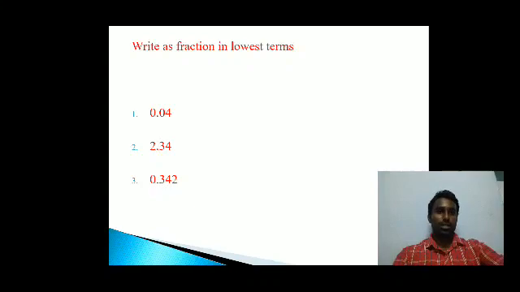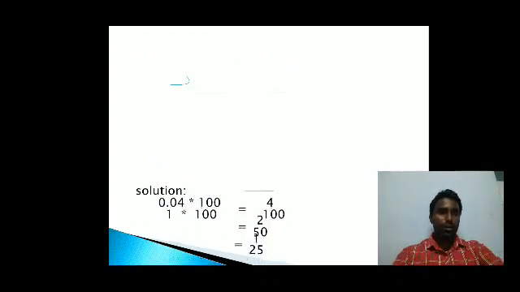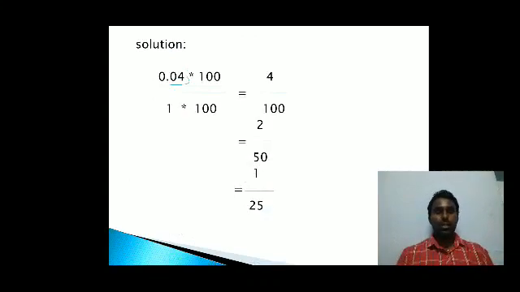Just a minute. 0.04, that's the first sum. So we will work out that 0.04. Simply think about 0.04, right? You know one thing: all numbers have denominator 1. For example, 4 can be written as 4 divided by 1. So 0.04 divided by 1, all numbers we can write divided by 1.